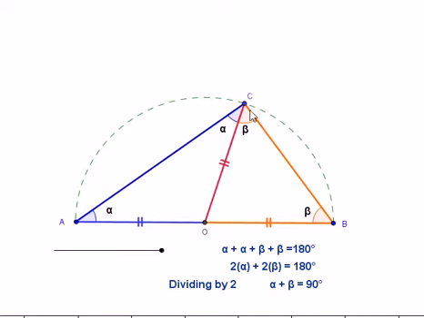Now we can see that on this part of the triangle, the angle is formed by alpha and beta. So because of this equation, we know that this angle will always be 90 degrees.